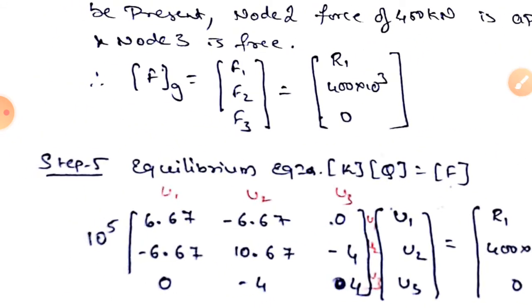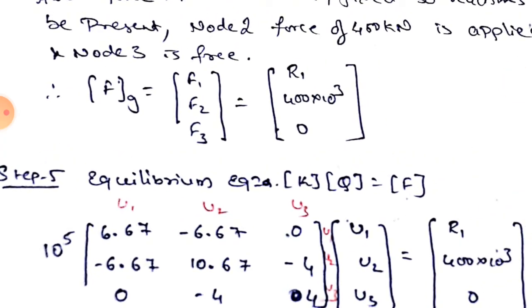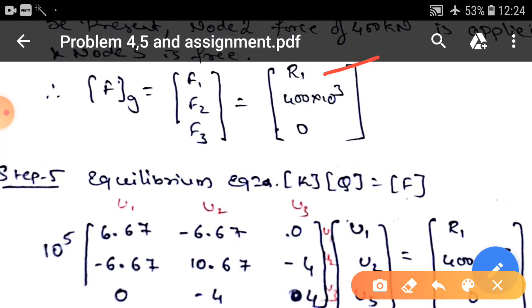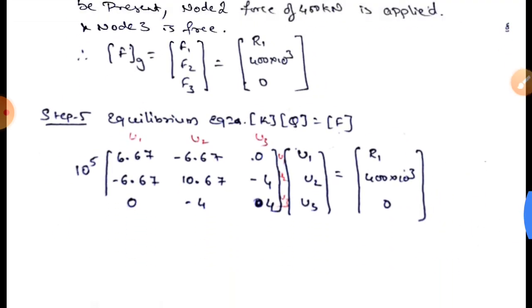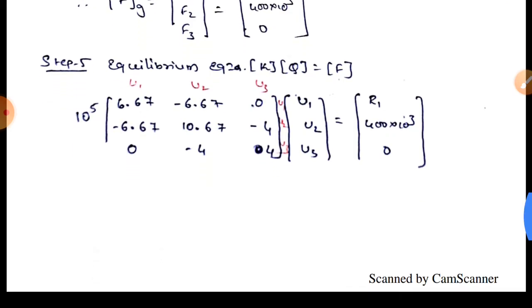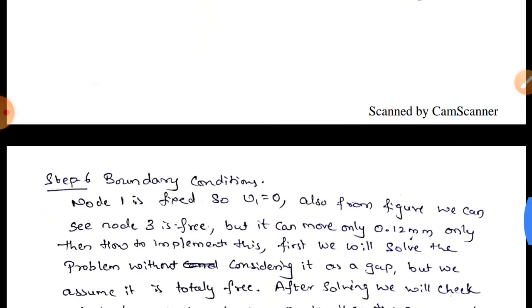Okay, so R1 is at node 1, force at node 2 is 400 kN, and force at node 3 is 0 because there is no force applied nor reaction generated. Now this is our traditional regular method that we have done till now. Now solve this K into U equals F, that is the equilibrium equation in step 5. K is the global stiffness matrix, U is the displacement vector and F is the force vector.